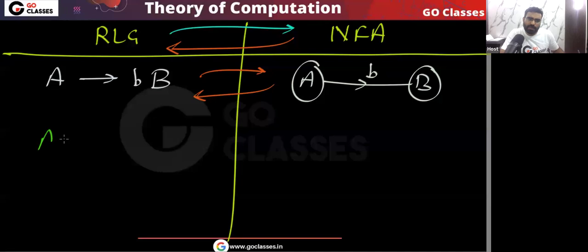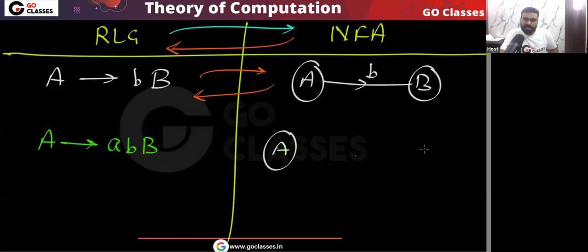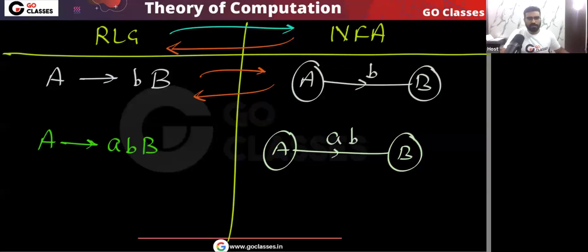Now let's see another. For example, in the grammar, we can have this type of rule: A can go to maybe abB. Yes or no? So what will we do, let me know. Very simple. These variables will become the states. Remember, variables will become the states. From this A, on ab, we will go to B. Is this clear? Very simple. So remember, from A, on this ab, we are going to B. Understood? So these are very simple things.